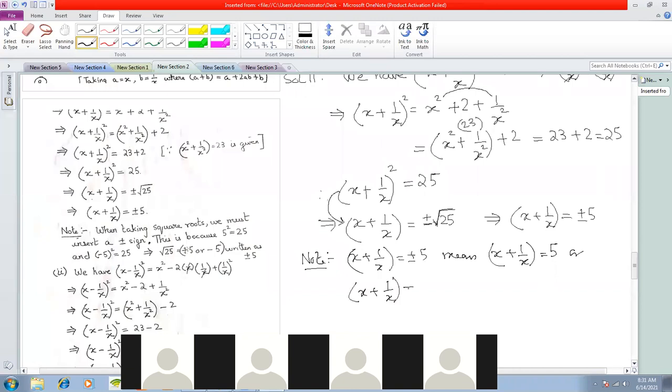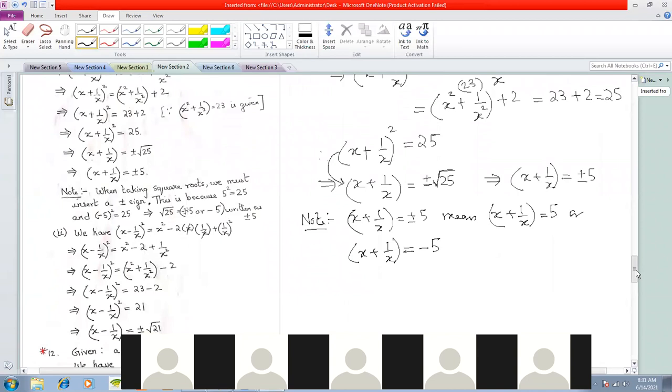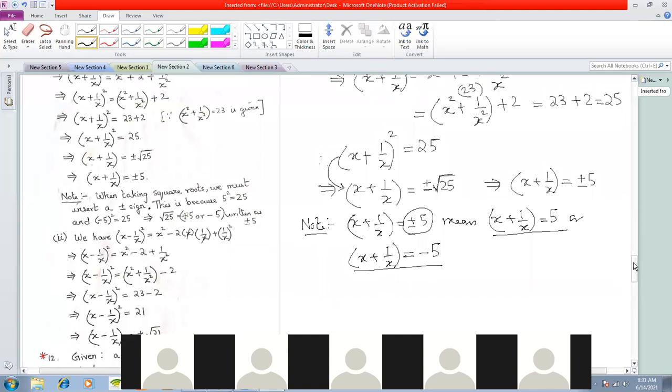Anyone wanted to ask something? No, sir. Okay. So x plus 1 by x is equal to plus or minus 5 means either x plus 1 by x is equal to plus 5 or x plus 1 by x is equal to minus 5. Okay. Second part.